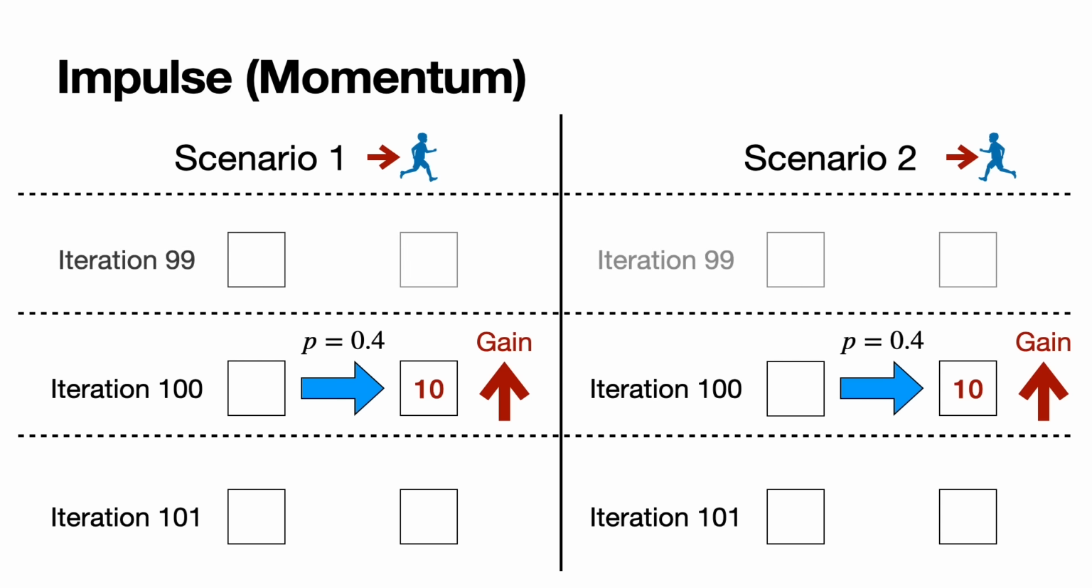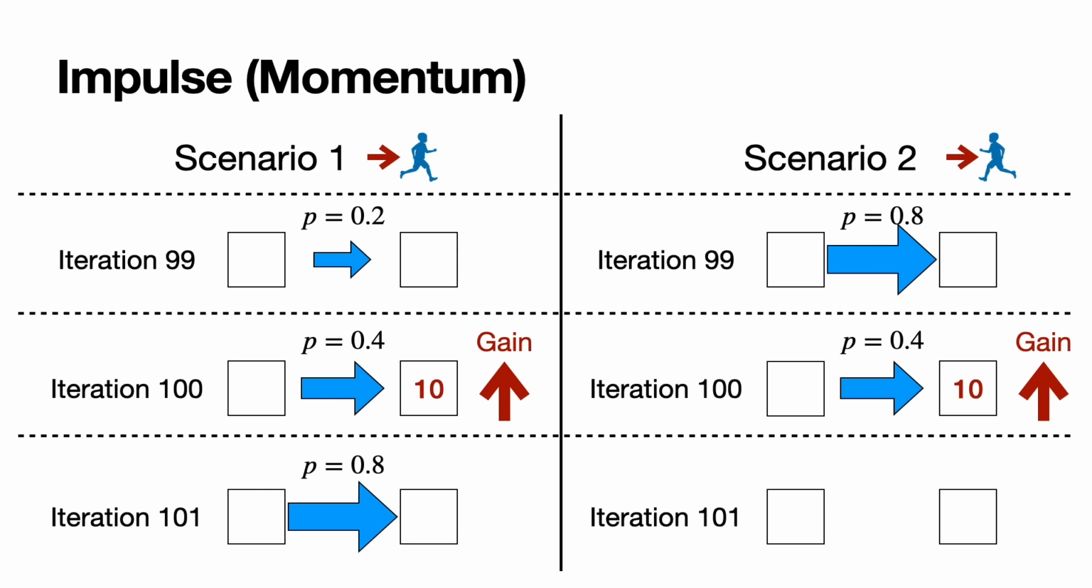So we go back to iteration 99 and we look at what the policy was for going between these two states. Let's say on scenario 1 that iteration 99 gave a probability of 0.2. On the other hand, on scenario 2 we had a probability of 0.8. So what happens in scenario 1? Well, the probability increased from 0.2 to 0.4. That means it carries an impulse and it's going to increase a lot more, let's say to 0.8. Because this impulse tells us that the probability is growing, then we have a positive gain and the probability grows a lot more.